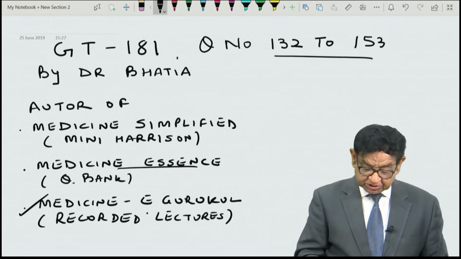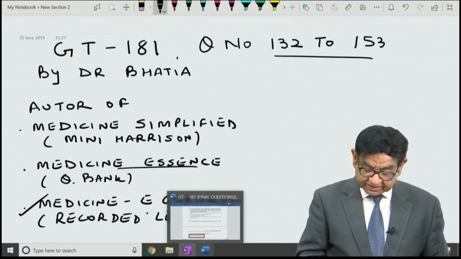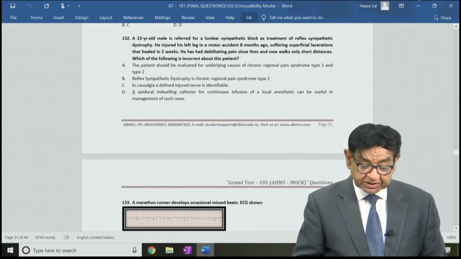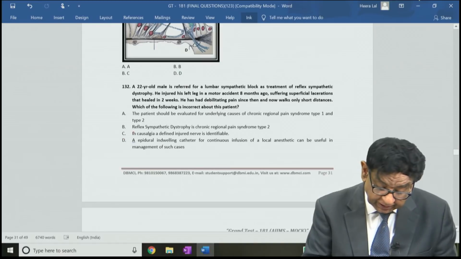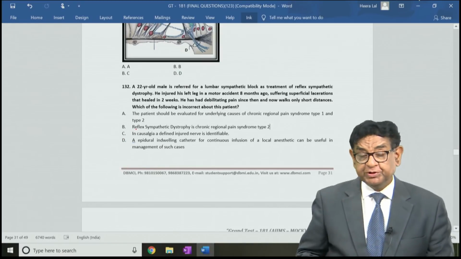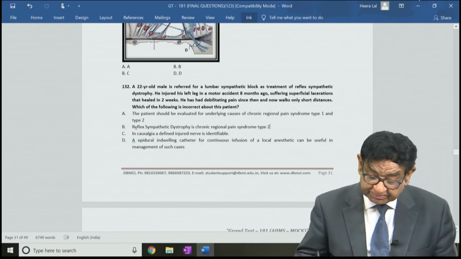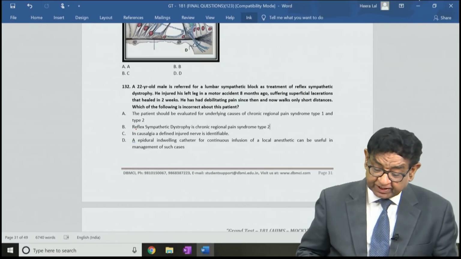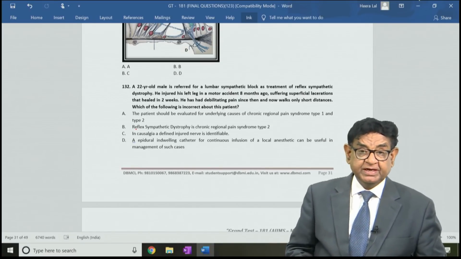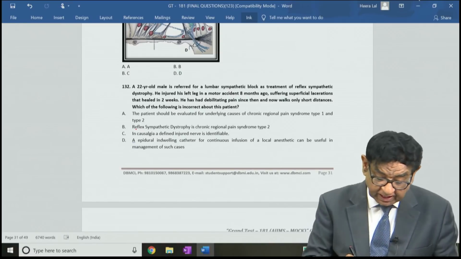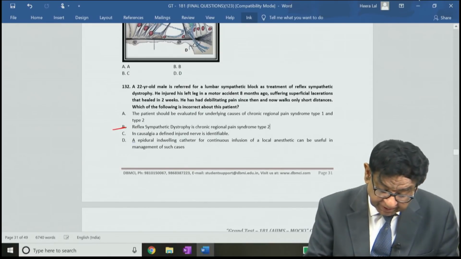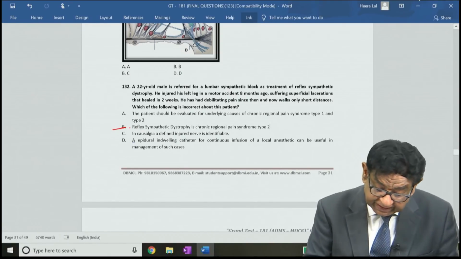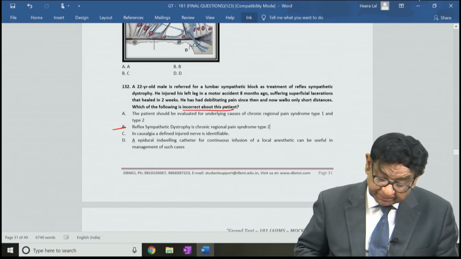With this small introduction, let's come to question number 132. Well, we are getting a 22-year-old male who has a lumbar sympathetic block as treatment for reflex sympathetic dystrophy. And I'm sure you have read this question. The answer to this question is B. The question is, what is incorrect about this statement?